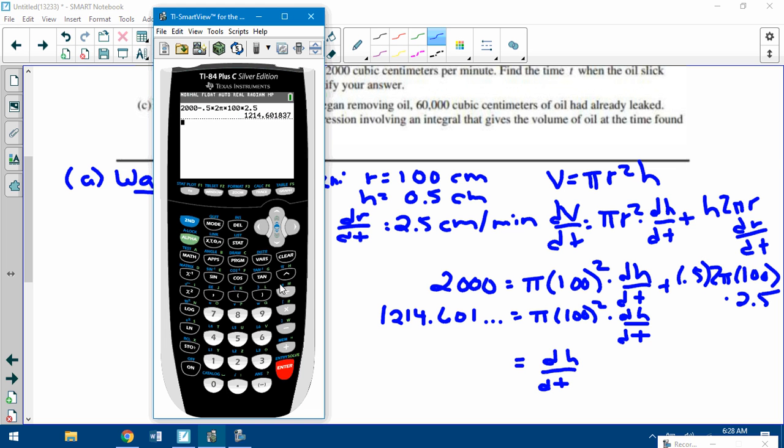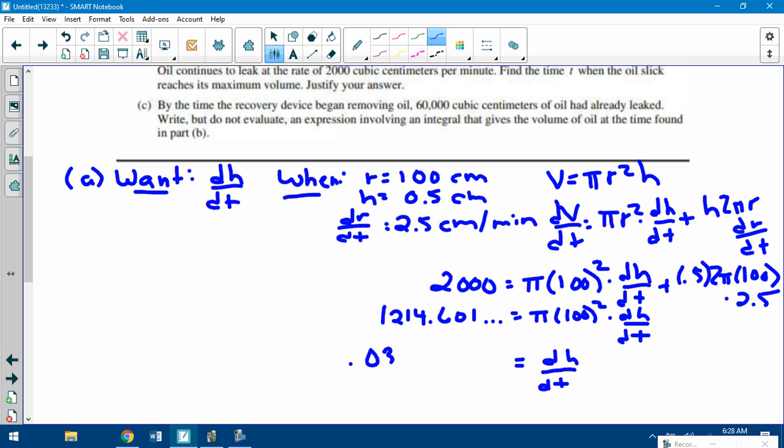So I take that number divided by, in parentheses, pi times 100 squared. Make sure you put that in parentheses or use alpha y equals. And we have 0.039. And its height, so that's going to be heights in centimeters, centimeters per minute.